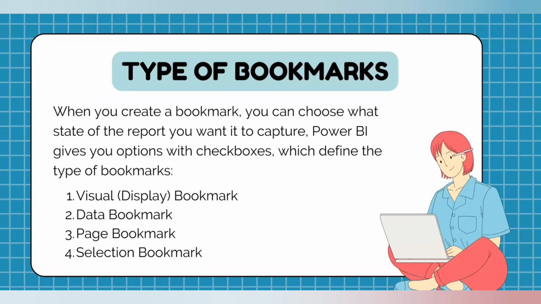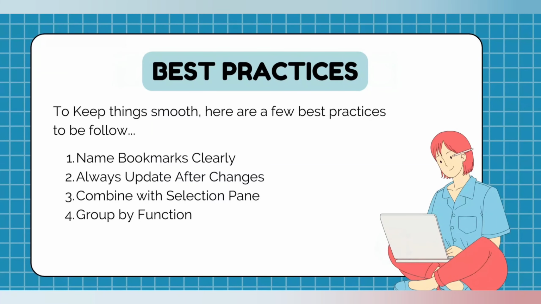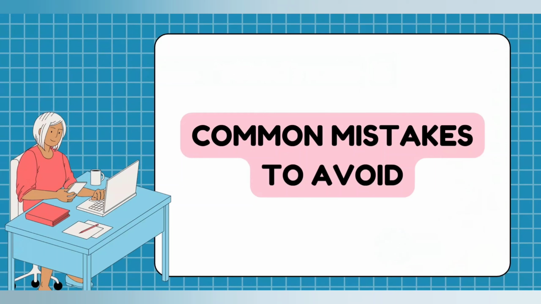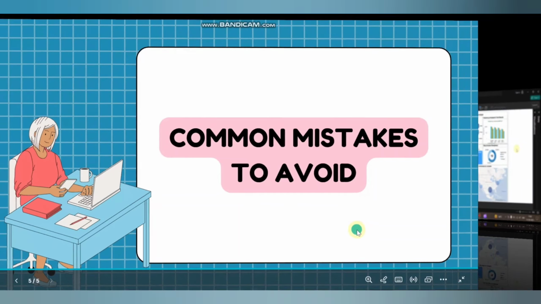We will see each one of these types in depth and see its use case and also its practical implementation. And after understanding each type of bookmark, we will also see some best practices to be followed and some common mistakes to avoid for smoother interactivity. So without any further delay, let's understand its first type, that is display bookmark.